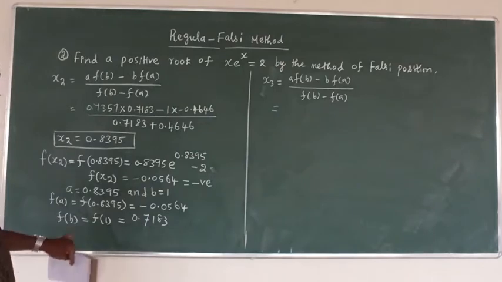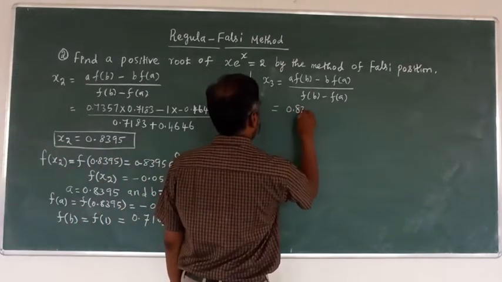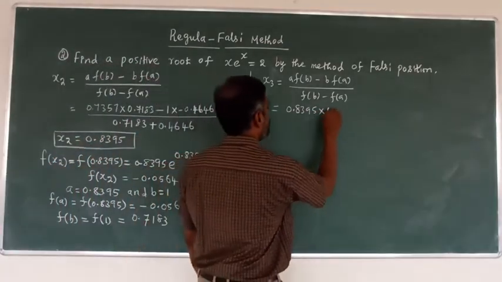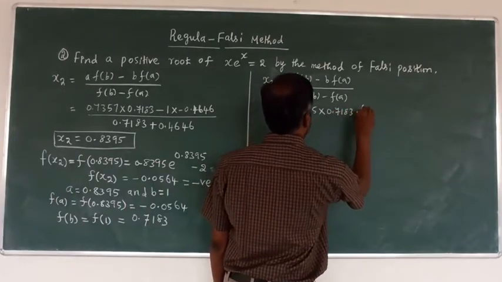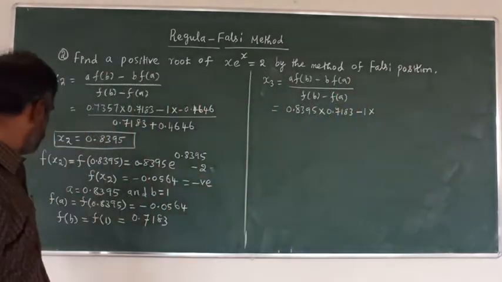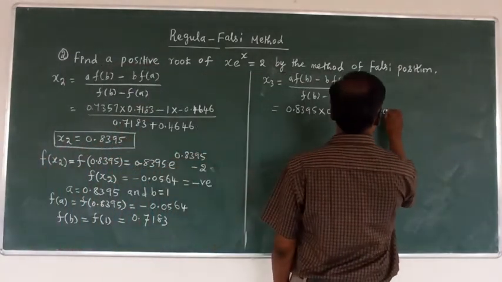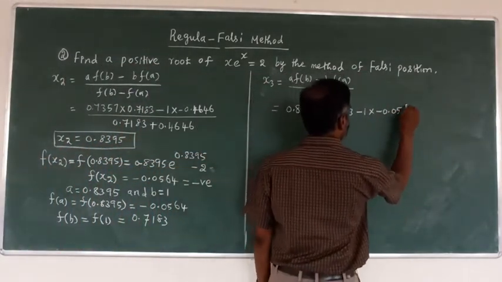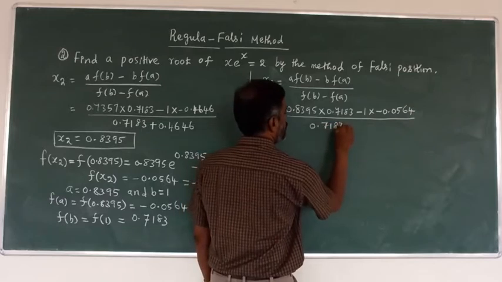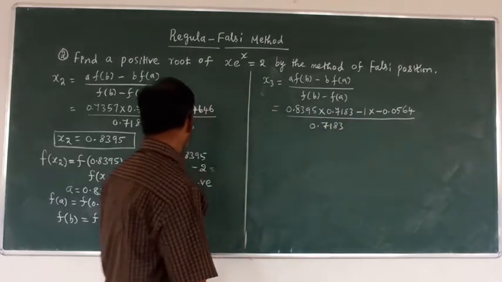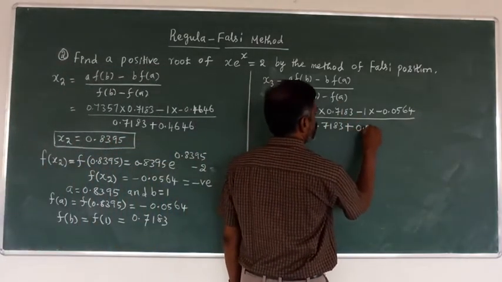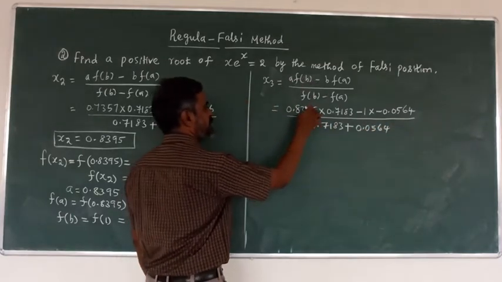A value 0.8395 into f of b value 0.7183 minus b value 1 into f of a value minus 0.0564, divided by f of b value 0.7183 and f of a value minus, and here already one more minus, it will change into plus 0.0564. Now divide these two.